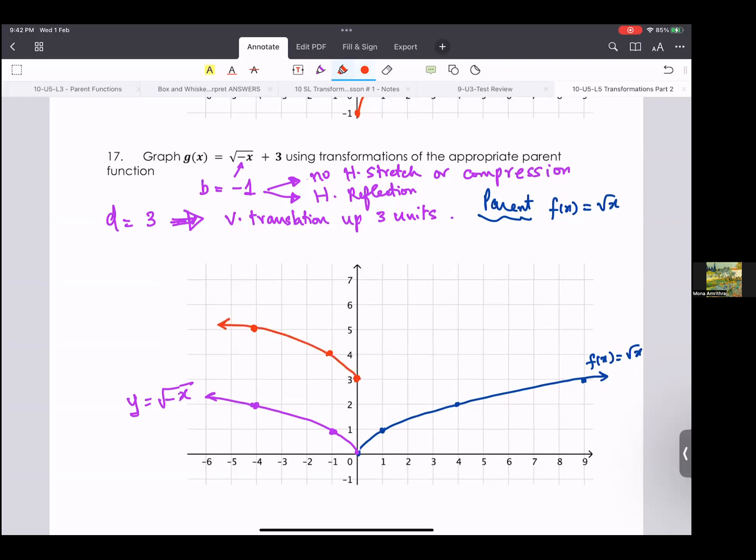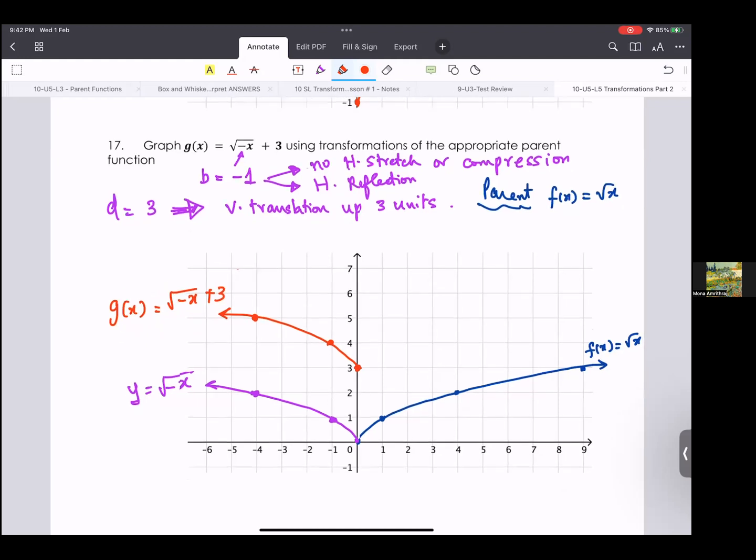That's your final graph. So that is g of x equals negative of root of negative x, and then plus 3. Okay, so this is your final graph. So that's the graph. I color coded it, so just follow the color coding and the labels.